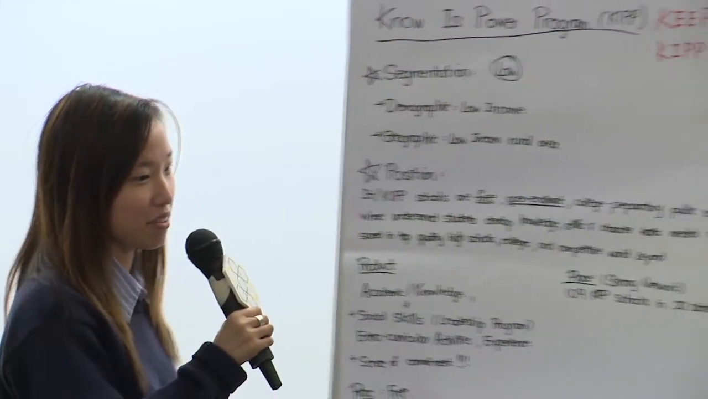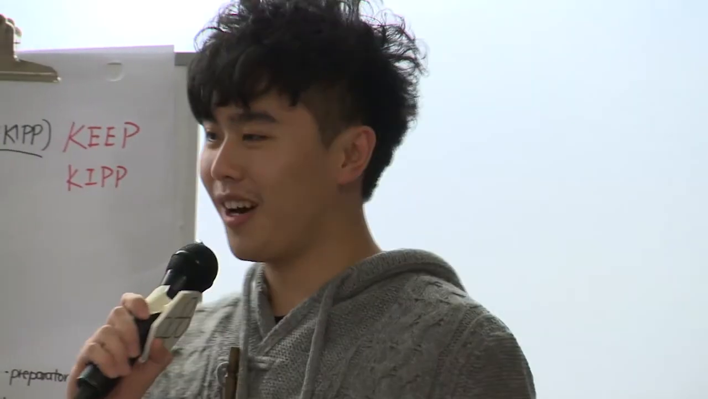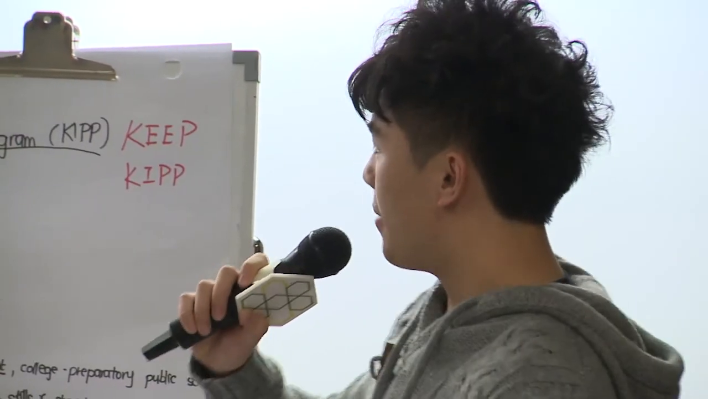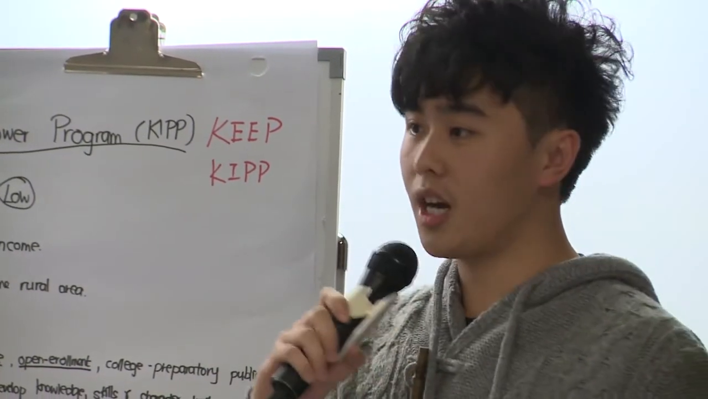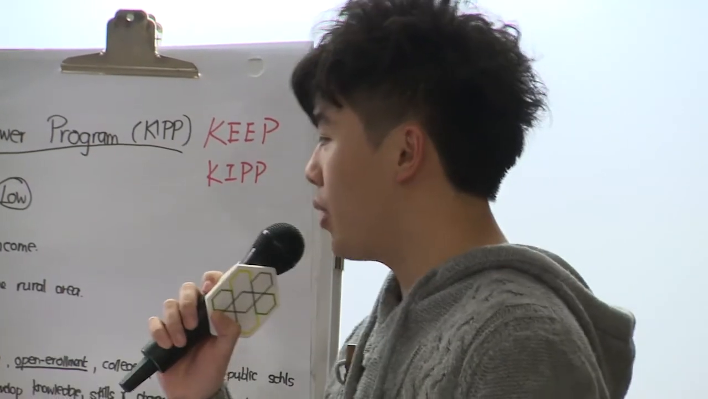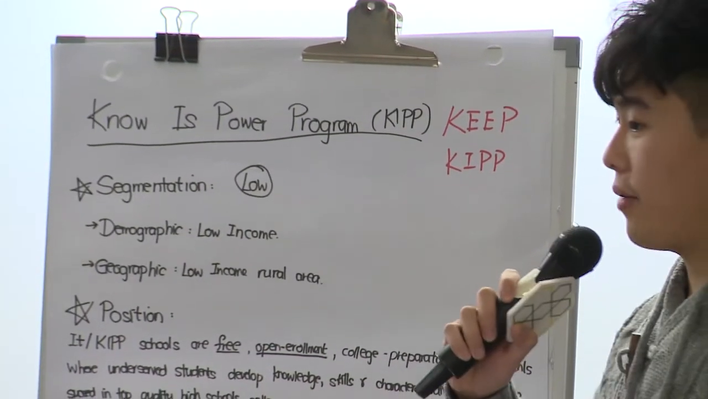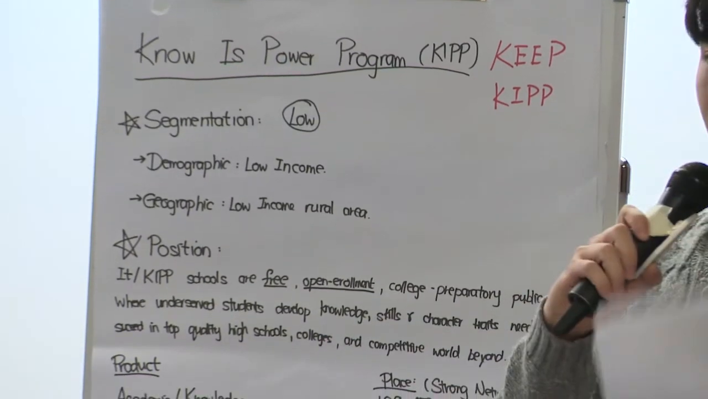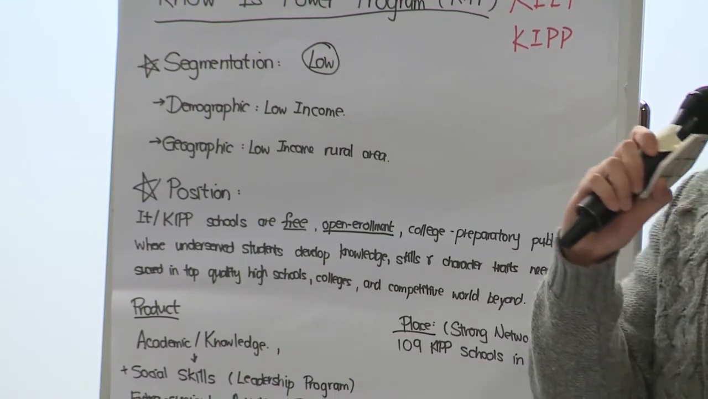So let me talk about the marketing strategy of KIPP. First of all, we all know that we cannot target the whole student market, so we have to divide them into different segments and target them. For the segmentation, we have done two kinds. The first one is demographic segmentation. We target low-income students. The second one is geographic segmentation, and we target some low-income areas. These two are the target customers and the target students that we are going to serve. Now we pass the time to Jacko to talk about our positioning.